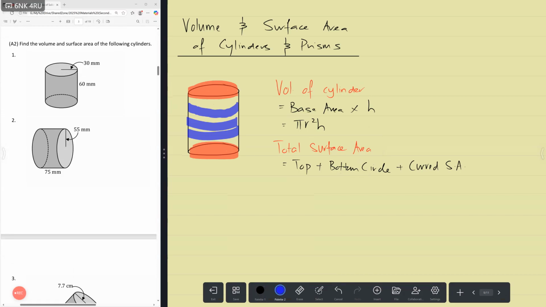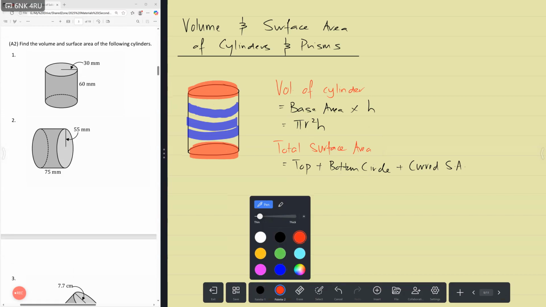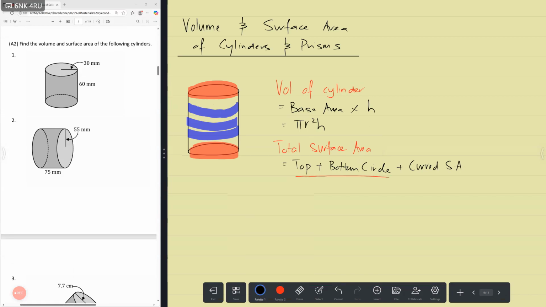You have three components, but the first two components, the top and bottom circle, are the same. So basically it is 2 times pi r square, plus our curved surface area. Our curved surface area of a cylinder is basically 2 pi r h, because if you were to slice it open in the middle and then unroll that cylinder, it becomes a rectangle.